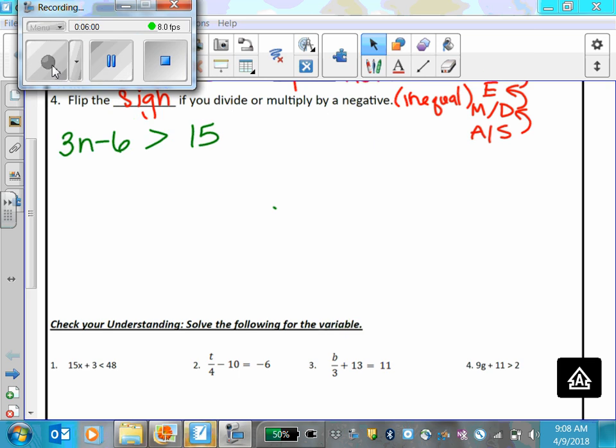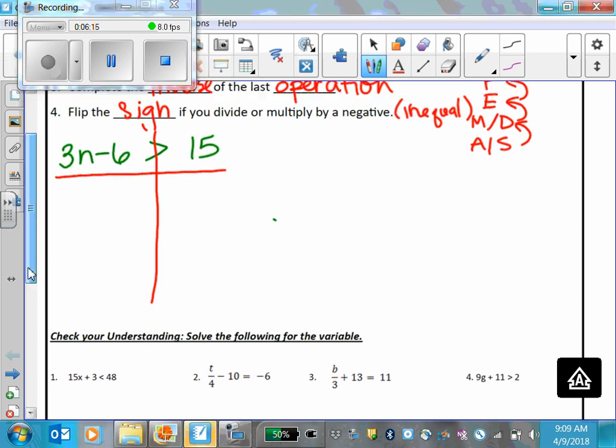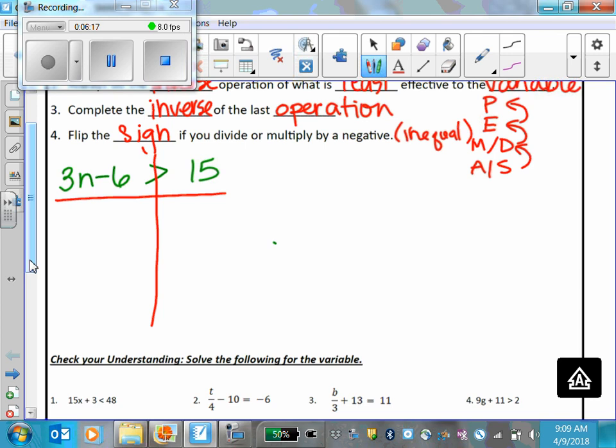All right, this changes nothing. You still solve it the same exact way. So I'm going to draw my balance bar. Everybody with me? All right. So we're doing order of operations backwards, or what's least effective. So when I say least effective, what is basically not butting up or holding that variable? The 3 is butting up to the variable. So I'm going to get rid of the minus 6, or what's the opposite of minus 6? So I'm going to add 6 to both sides.